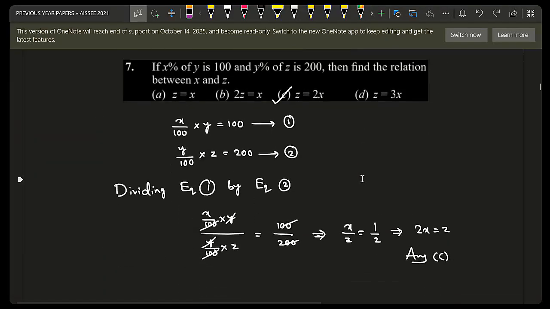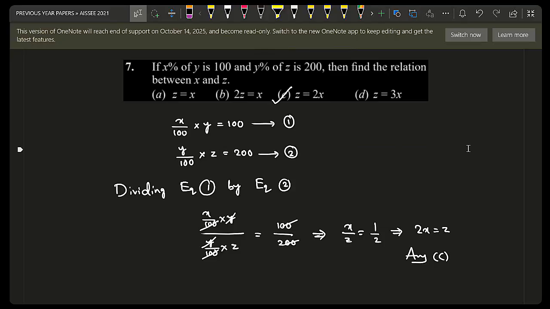The seventh question is, there are two relations given. First relation is x% of y is 100, and the second relation is y% of z is 200. Using this, we have to get a relation between x and z. If I remove the percentage symbol, I get x by 100 into y is equal to 100, and the second relation is y by 100 into z is equal to 200.